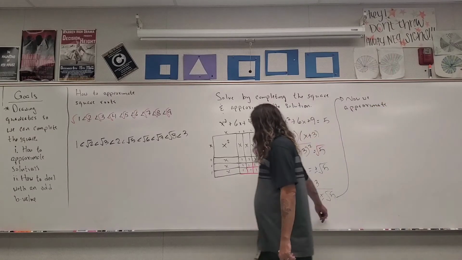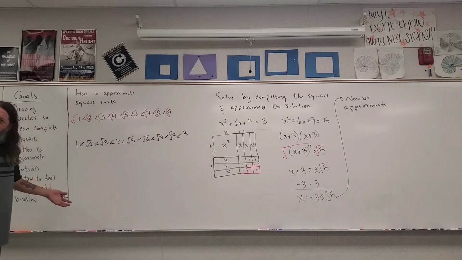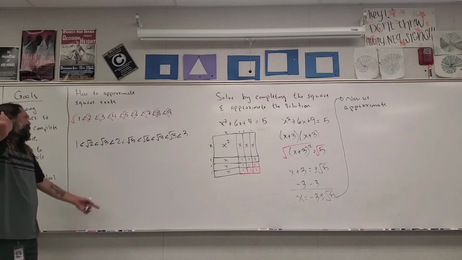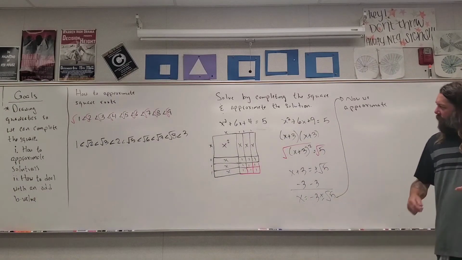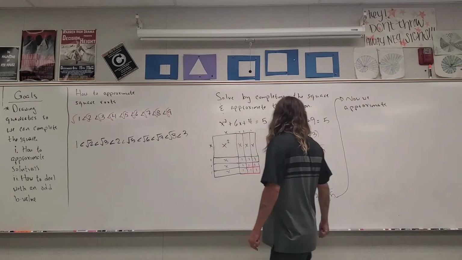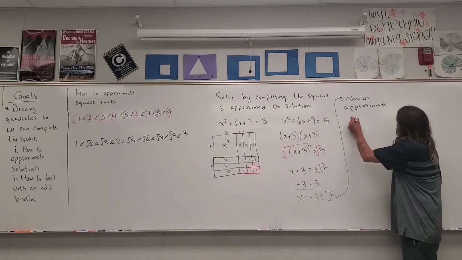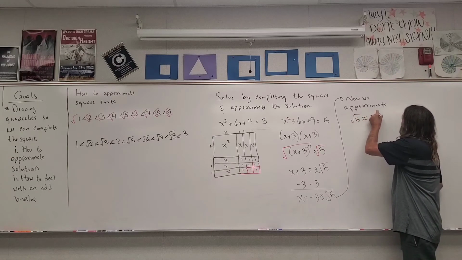Well, I know that the square root of 5 has to be between 2 and 3, and I mentioned earlier it's 2.4. That's what I approximated it to be. If you said 2.3, 2.5, 2.6, whatever value is fine. Remember, as long as it's between the whole number values, you should be okay. So we're going to approximate the square root of 5 to be roughly 2.4.